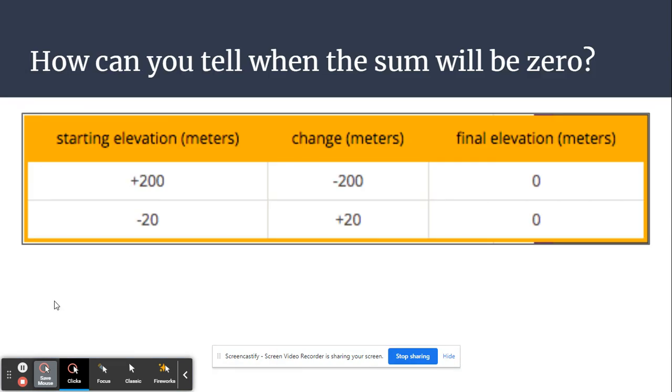And the final thing for today, just look at this table quick. Don't need to write anything down. You notice this table. If I start with positive 200 and I add negative 200, I get 0. And if I start with negative 20 and I add positive 20, I also get 0. So what's the little trick here? How do I know my answer is going to be 0? Yes, if I have a positive and negative number, and I'm adding them together, if they're the same number, it's always going to be 0.